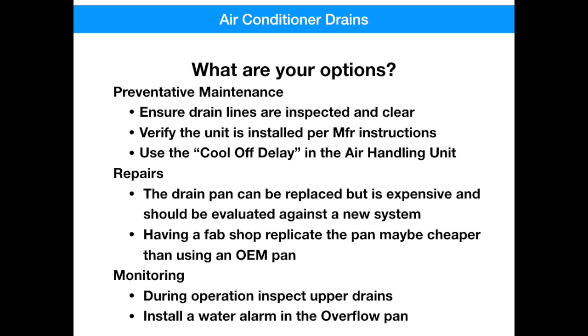As far as repair options go, this rusted drain pan is repairable, but is most likely cost prohibitive for an older unit. New drain pans are expensive, and the work involves removing and reinstalling the evaporator coil, which can be fragile, and doesn't take kindly to being manhandled. If you choose to replace the drain pan, it may be cheaper to have a fab shop reproduce the pan than to find a replacement from the manufacturer.